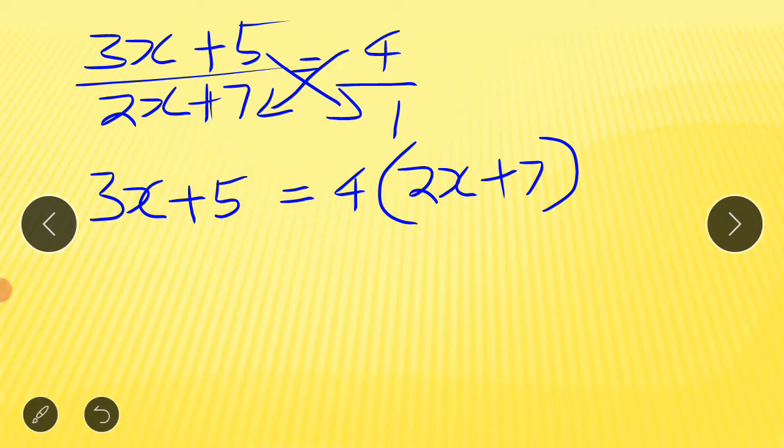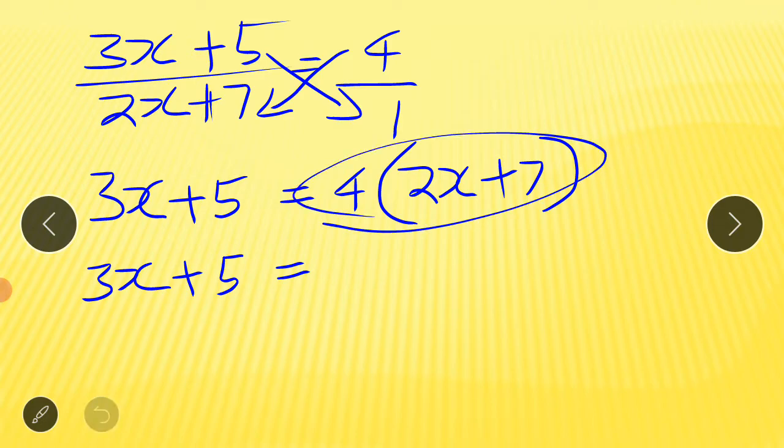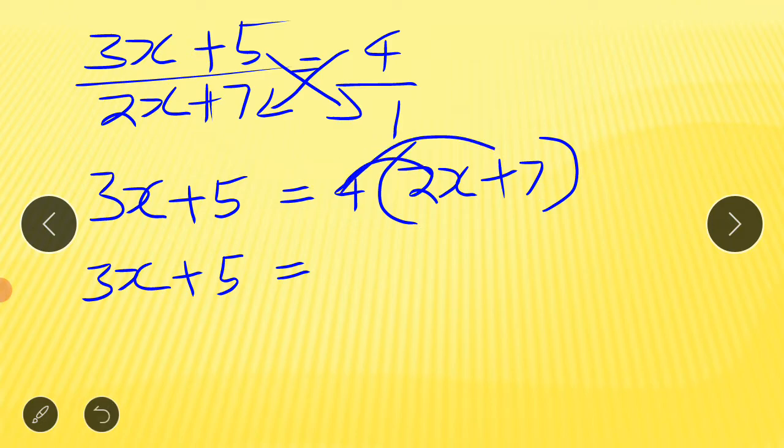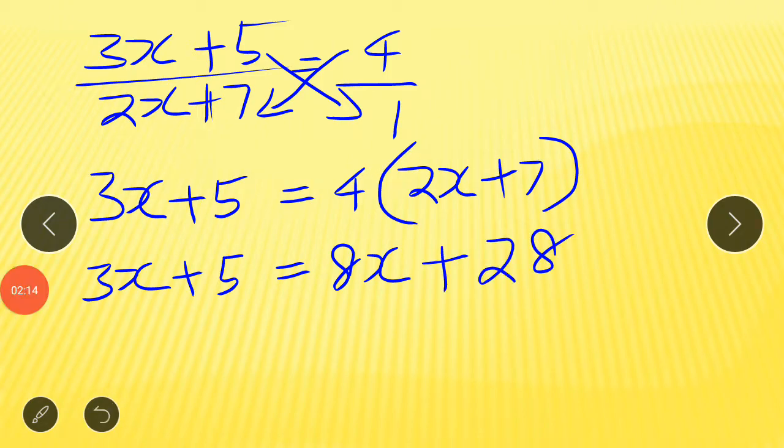Already we solved this type of equation. So first step, let's open this bracket. So LHS, no changes. 3x plus 5 equal to, now let's open this bracket. We are going to distribute the 4 to 2x as well as to 7. Okay, 4 into 2x, 4 2s are 8 and x, 8x, plus 4 into 7. 4 7s are 28.